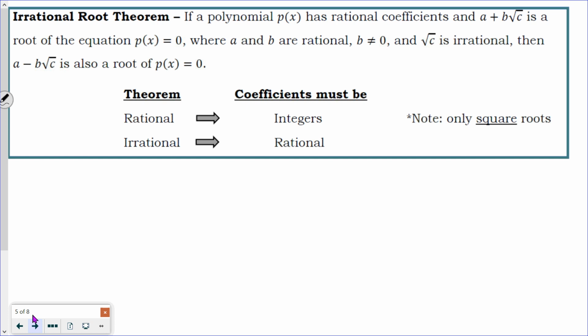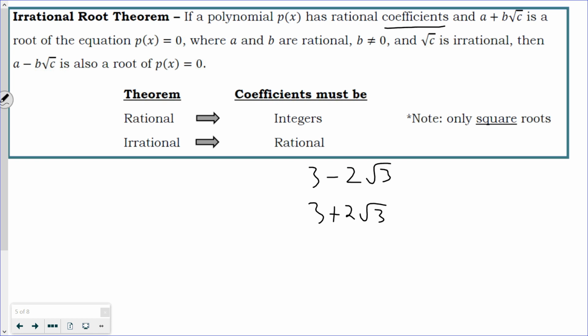So we've talked about this before with conjugate pairs back in module 4, but essentially what this is saying is that if you have something like 3 minus, say, 2 root 3, and all the coefficients of your polynomial are rational, or in other words, they're either integers or fractions, then that means 3 plus 2 root 3 also has to be a root. They always come in pairs. 3 minus 2 root 3, 3 plus 2 root 3.